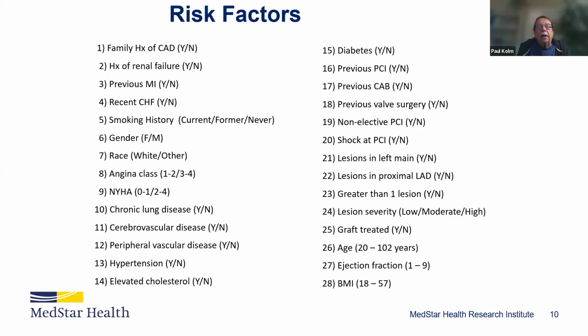And then there are a few that are continuous, actually just 2. So we have number 26 and 28 there, as well as ejection fraction, which can be looked at as continuous. That's age and BMI. And so we're going to enter those as continuous variables.